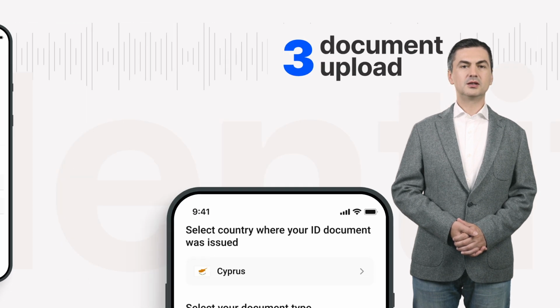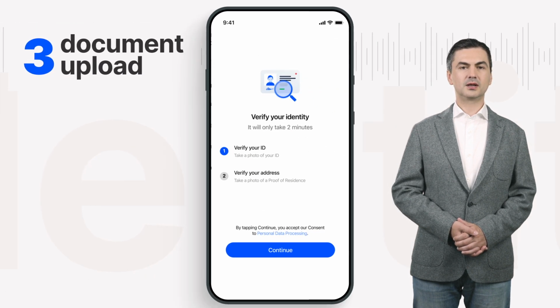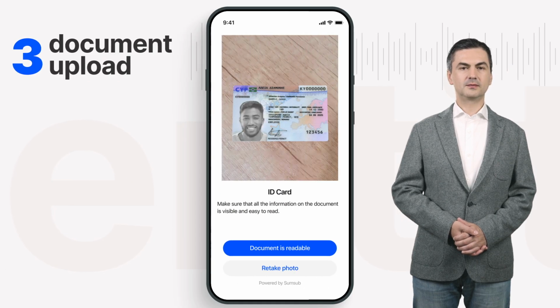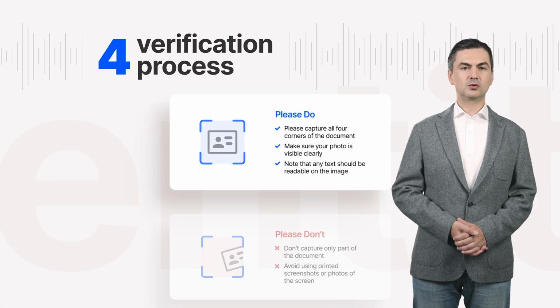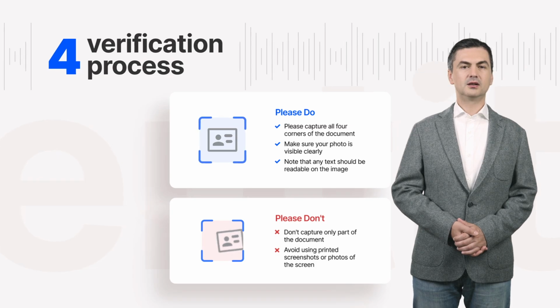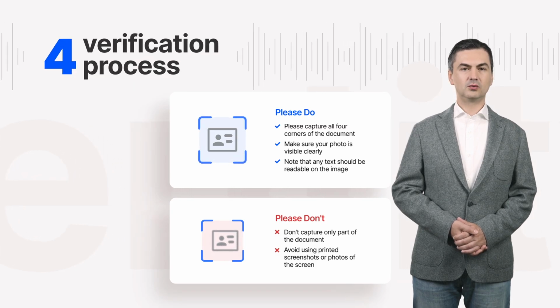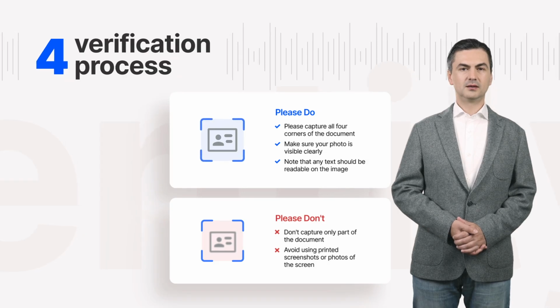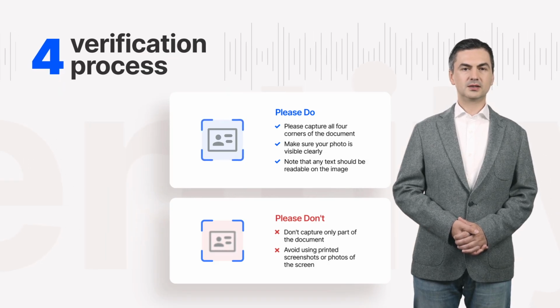Depending on your jurisdiction, you may be required to take a picture of your ID document and possibly a proof of residence. Make sure the picture includes the full page of your ID, is clear and not blurry, and shows all relevant details such as your document ID number, full name, date of birth, and expiry date.